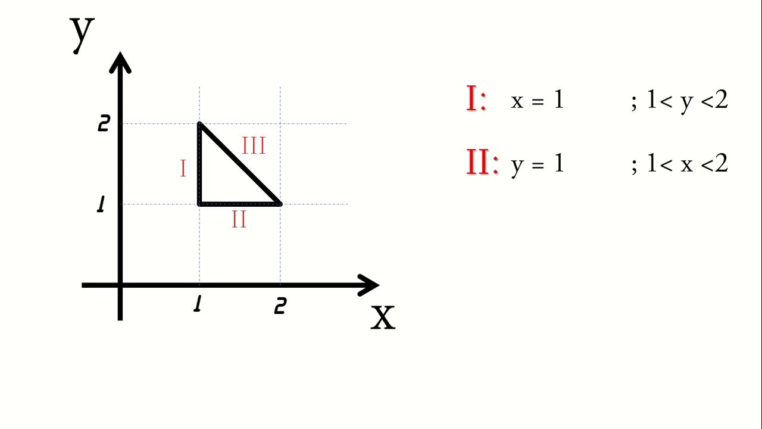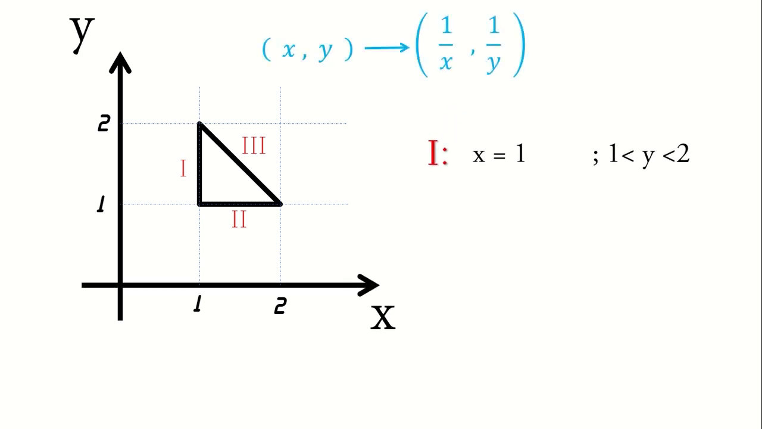But for the third length, we have a more complicated formula. y is equal to minus x plus 3, because the line crosses the points 2 and 1, and 1 and 2. So we get the formula y is equal to minus x plus 3 for x between 1 and 2. Now we are ready to change these formulas using the mapping criteria.